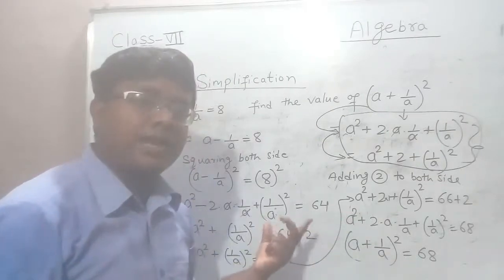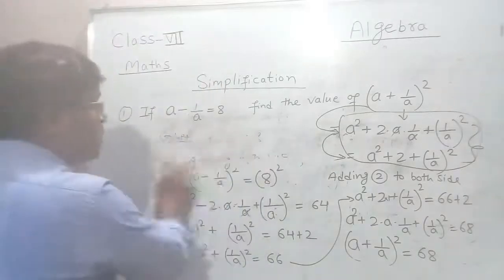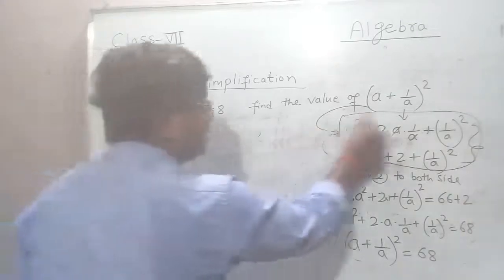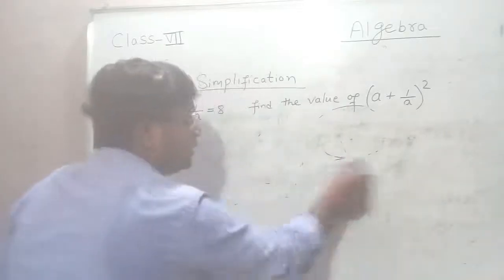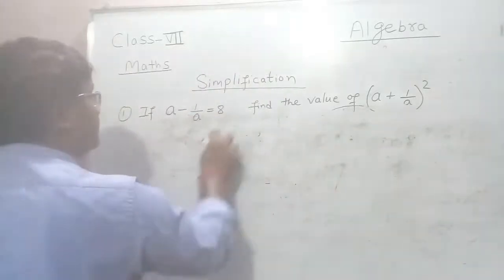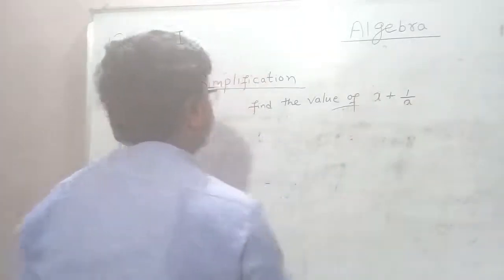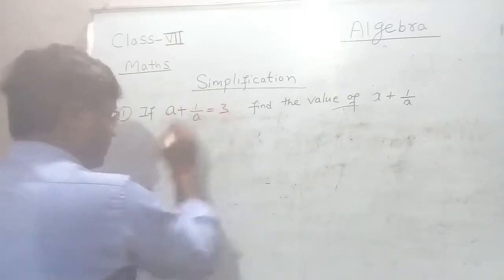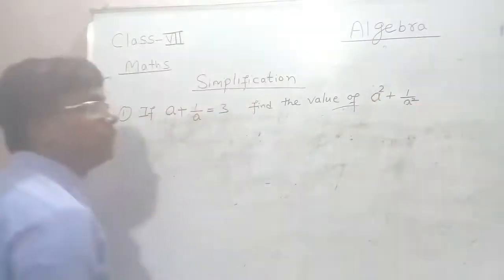Based on this type of question, I will give you some questions that you please practice at home. I am giving you some questions that will make it easier to understand the topic here, simplification. Please all try these questions. The questions are: if a plus 1 upon a is equal to 3, find the value of a square plus 1 upon a square.